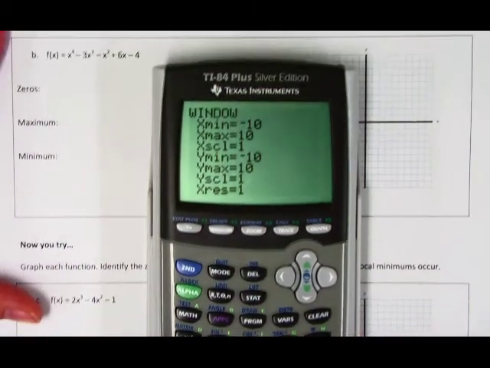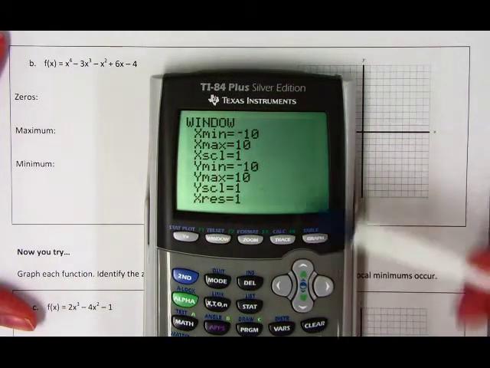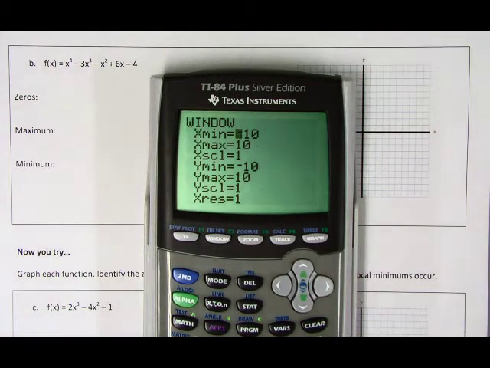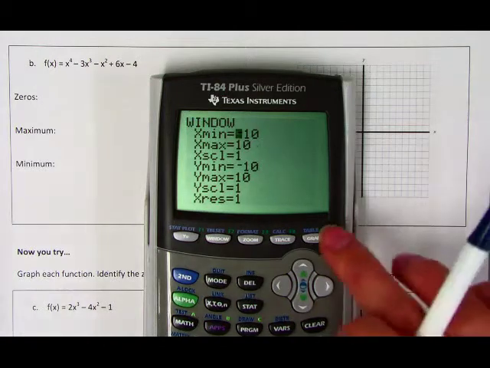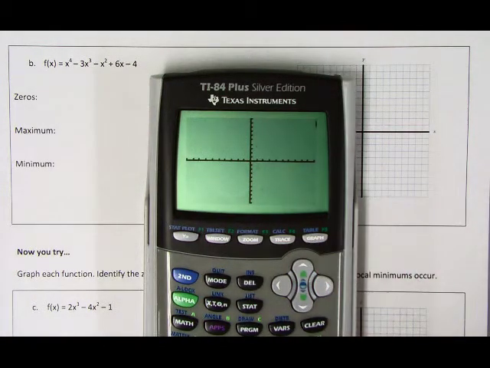Our window is in our standard window position, so we're going to leave it just like that unless we have to change it to see our graph better. And then we're going to hit our graph button to graph this. When we do that, we get the following graph.